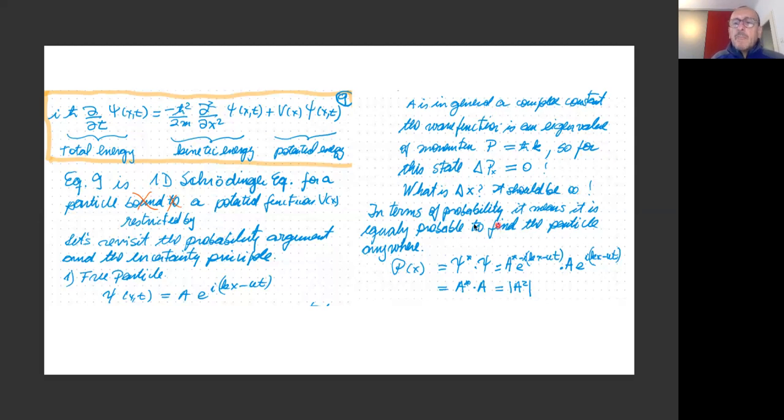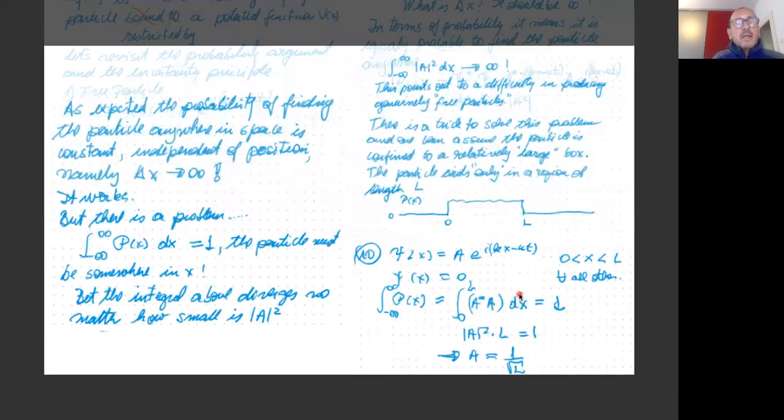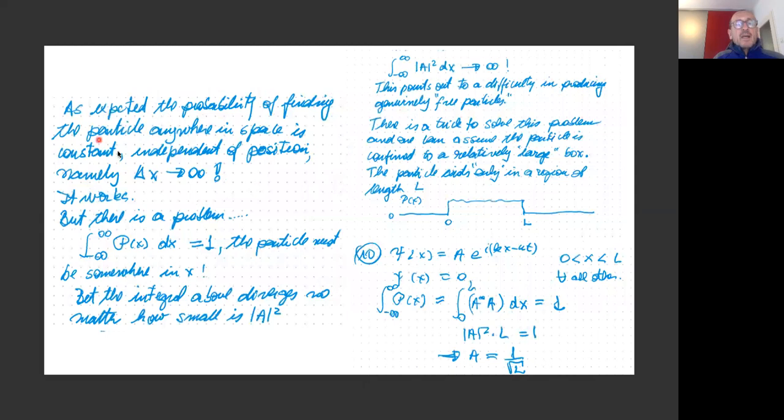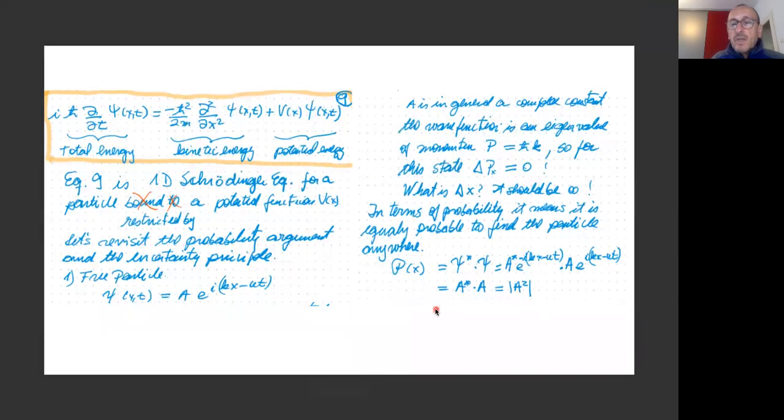How come? In terms of probability, I can calculate this probability as phi conjugate times phi. If I do that, I get that A conjugate times A is equal to A squared. And now, as expected, the probability of finding the particle anywhere in space is constant, which is good. It doesn't depend on x, so it's equally probable to find it anywhere. So the particle can be anywhere, but I have a problem.